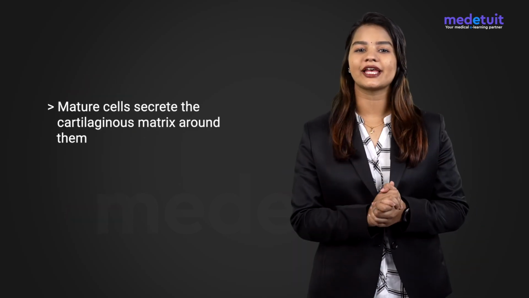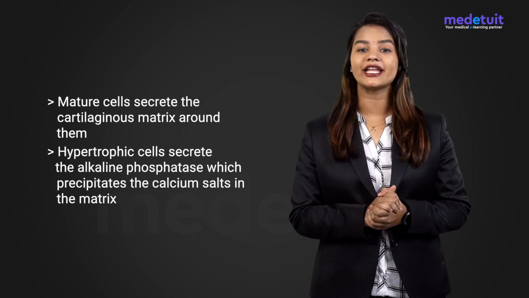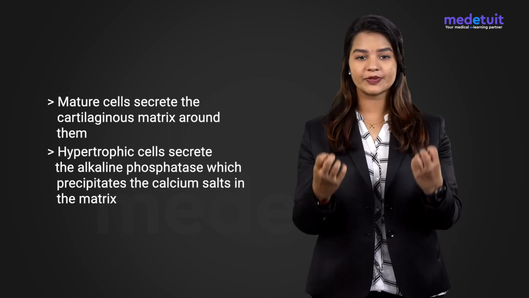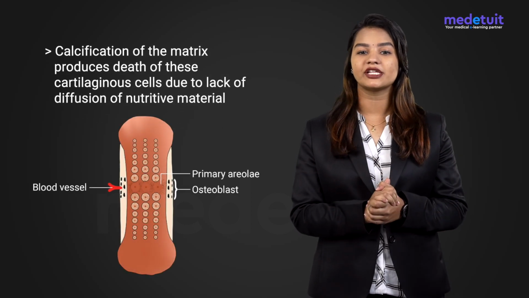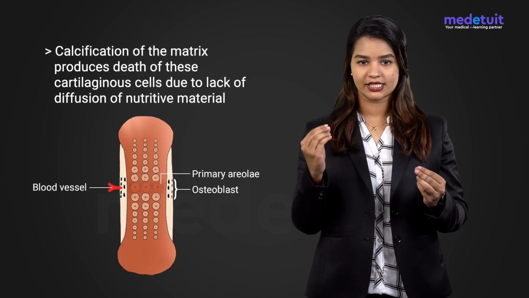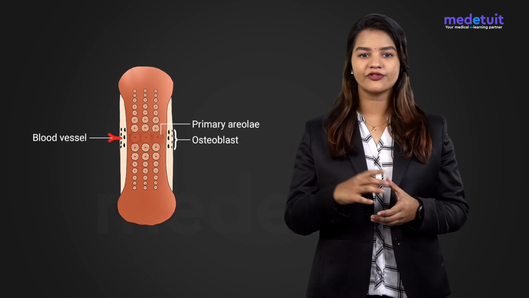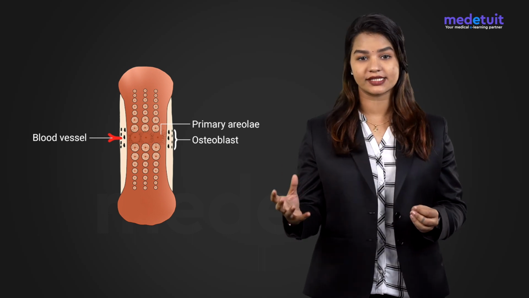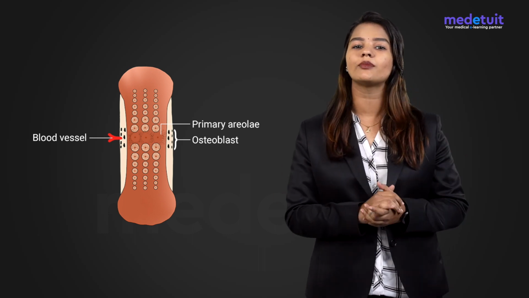The mature cells secrete the cartilaginous matrix around them. The hypertrophic cells secrete alkaline phosphatase, which precipitates the calcium salts in the matrix. The calcification of the matrix produces death of these cartilaginous cells due to lack of diffusion of nutritive material. The hypertrophic cells die and leave spaces around them known as the primary areolae in the midsection of the model.